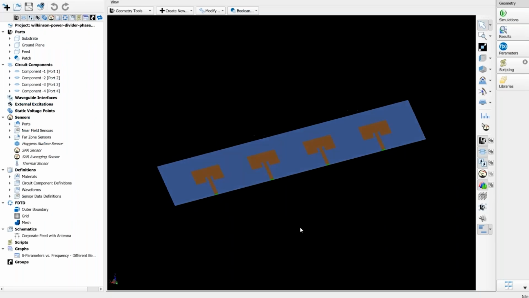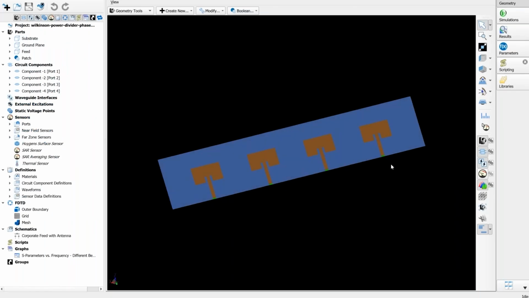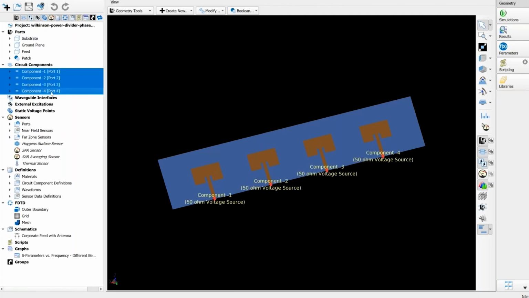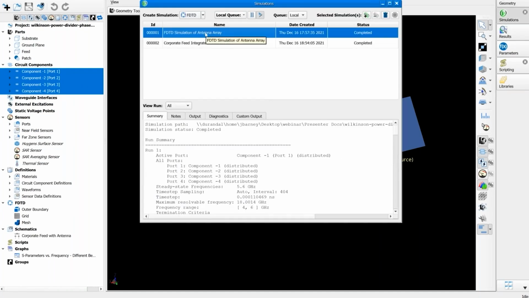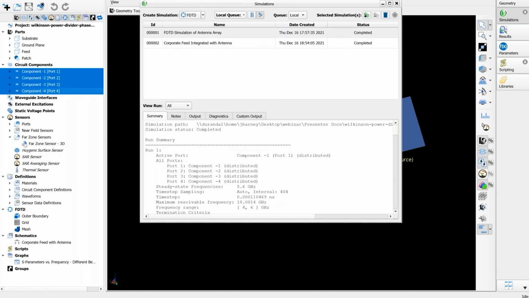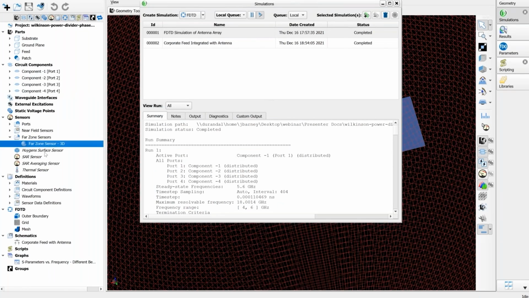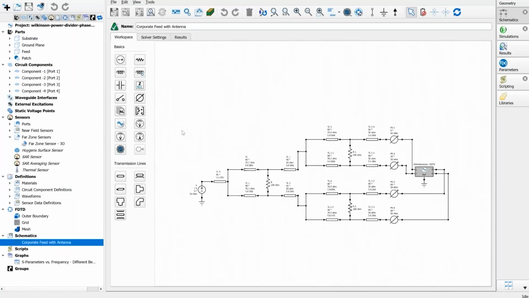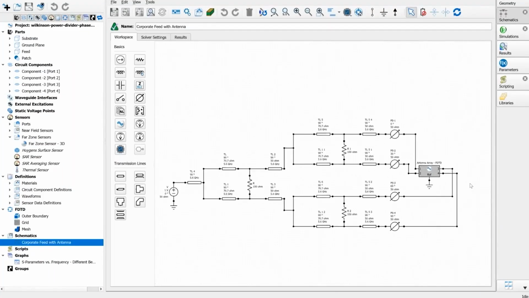So for this example, we talked about the 4-element patch array. We had 4 circuit components defined for each. We ran an FDTD simulation, which gave us that 4x4 S-parameter matrix. We had a far zone radiation pattern available, a full 3D pattern, and then we could come into our schematic, and I'll zoom in first.